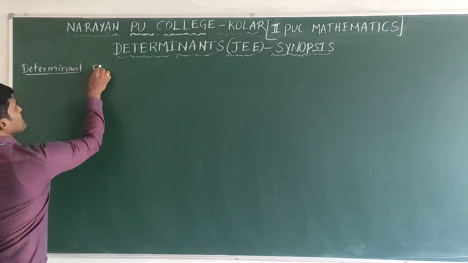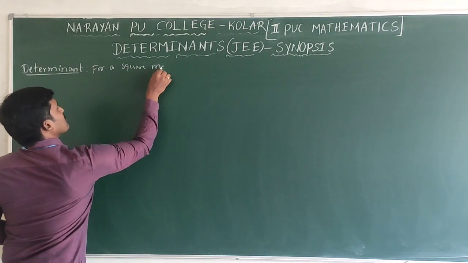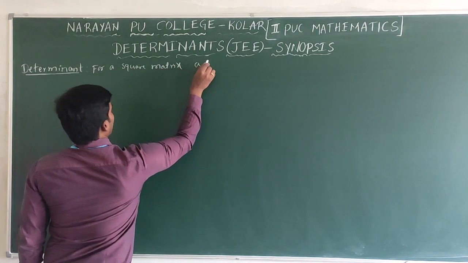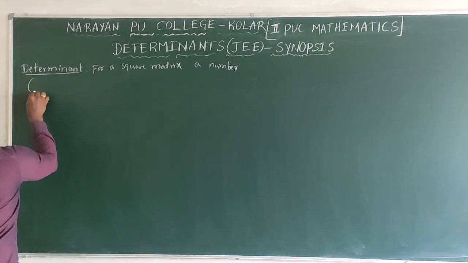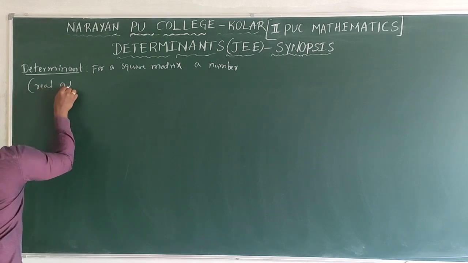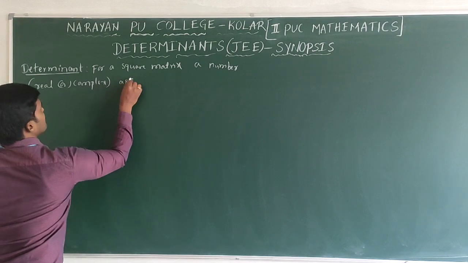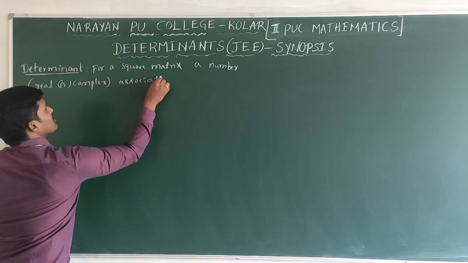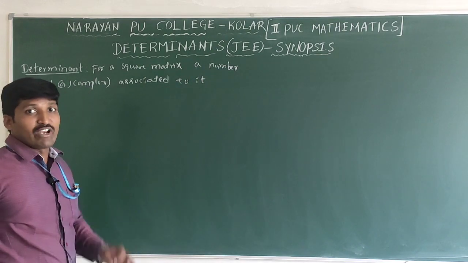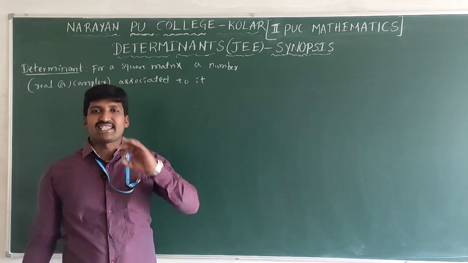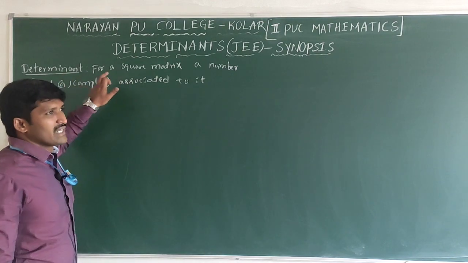For a square matrix, a number, that number can be real or complex, associated to it, is called a determinant. For every square matrix, there is a number which can be associated with A, that is called a determinant.